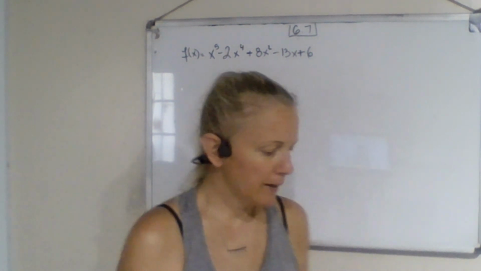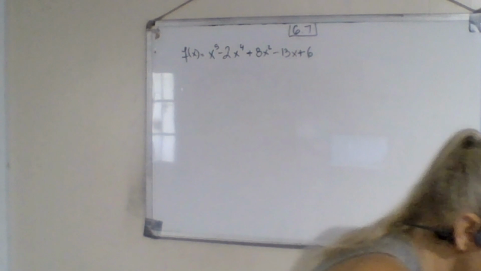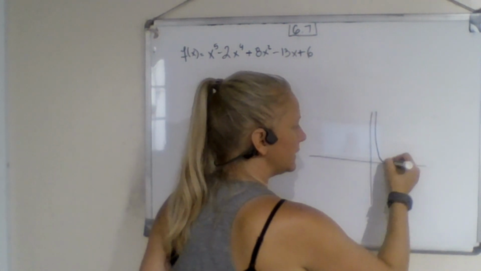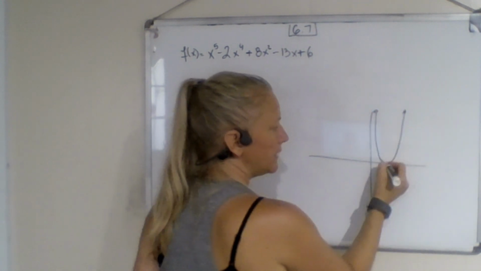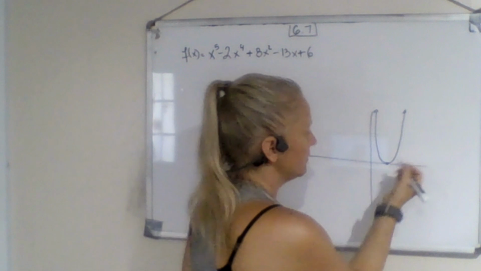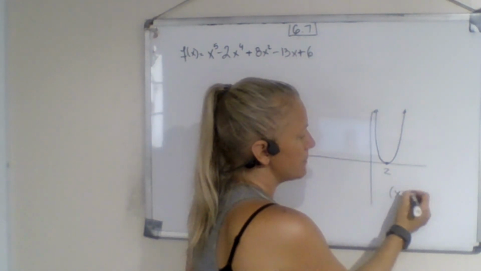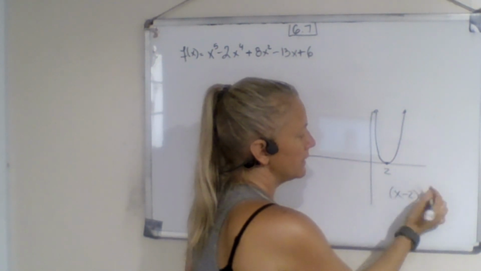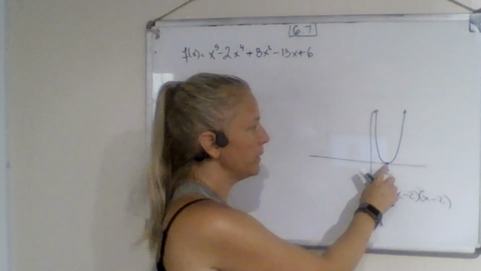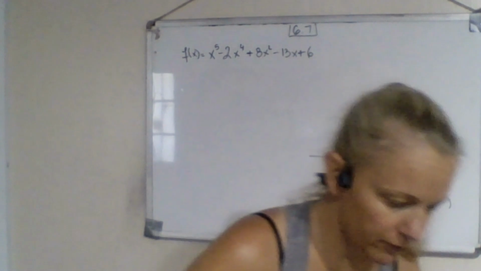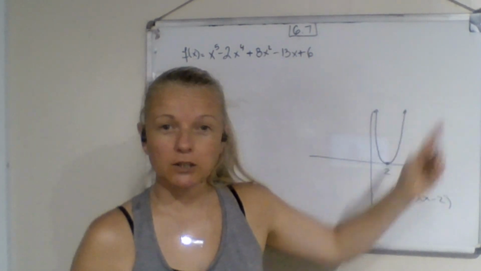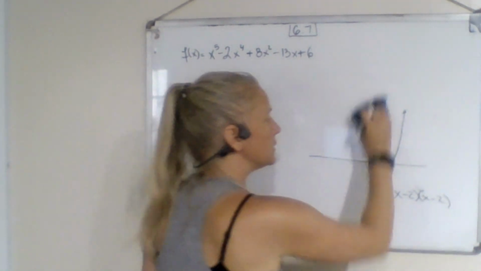Now, keep in mind, we talked about this last year and in class. If I have a graph that looks like this, and it touches the x-axis and changes direction right there, that means that is a double solution, okay? Let's pretend this is 2. This is x minus 2 all squared, or x minus 2 times x minus 2. How do I know that? Because at that point, it changes direction. So if it just touches the x-axis to give me a solution and then changes direction, that means it's going to be a double solution.